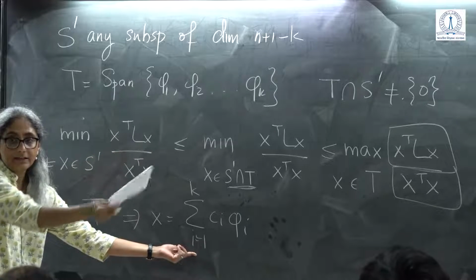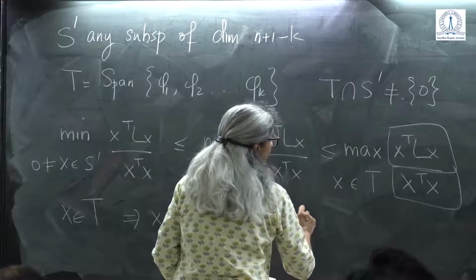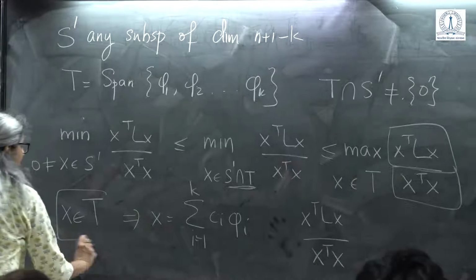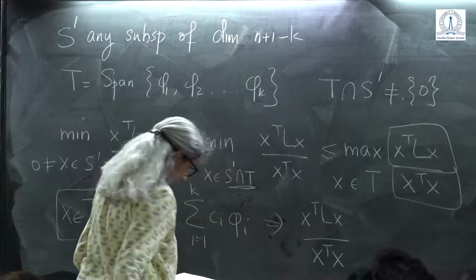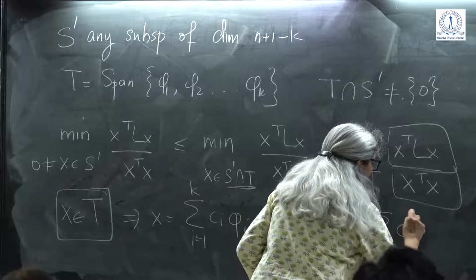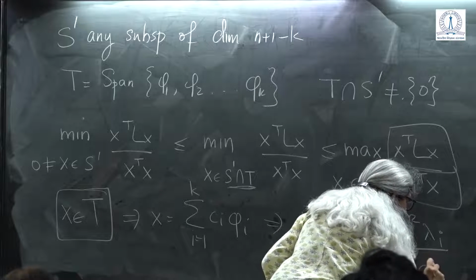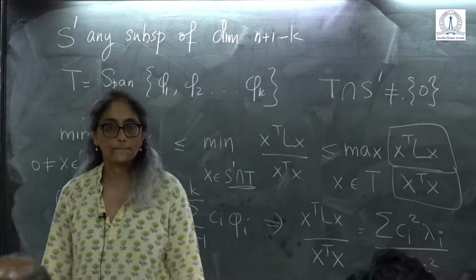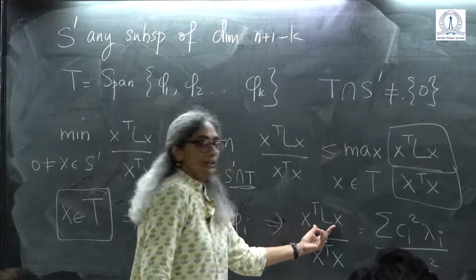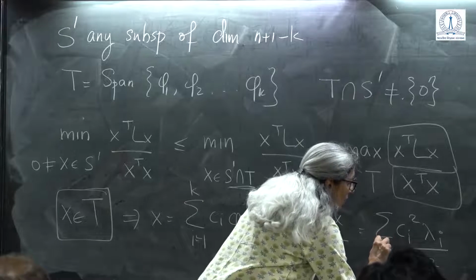We had this linear combination going, right? So if you calculate this, you will see x transpose Lx over x transpose x, this is for x in T. So this implies that this is equal to the sum of Ci square lambda i divided by the sum of Ci square. Same calculation as before. Okay, you take the big linear combination, you plug it into the quadratic form, you do all the reductions, and then you end up with this. But now the index is going from 1 to k.